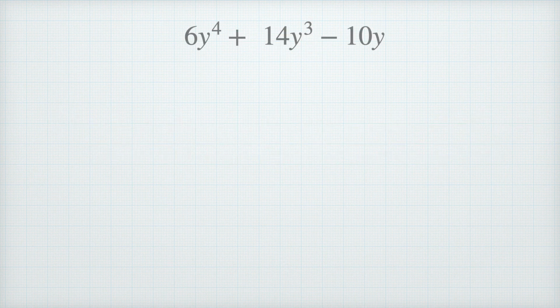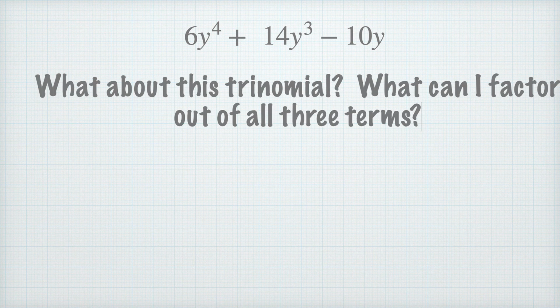All right, let's look at number 17. Look at this. I have a trinomial this time. And just like before, is there anything I can factor out of all 3 terms? I noticed that each one of the coefficients is even: 6, 14, and 10. So I know at the very least I can divide out a 2, and I think that's all I can divide out. But then I have a y in all 3 terms.